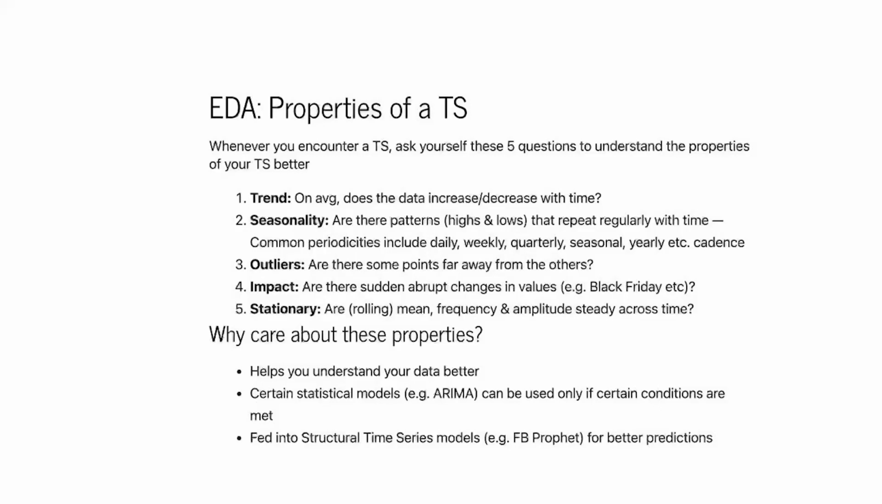Now, these 5 properties are quite important because they help you understand your time series better. There are certain statistical models like ARIMA, which requires your time series to be a certain way. For instance, they need to be stationary for ARIMA to be applied onto the time series. And lastly, for structured time series models like Prophet, which we'll be covering later on in the module, we need to explicitly specify some of these properties when we define the model.